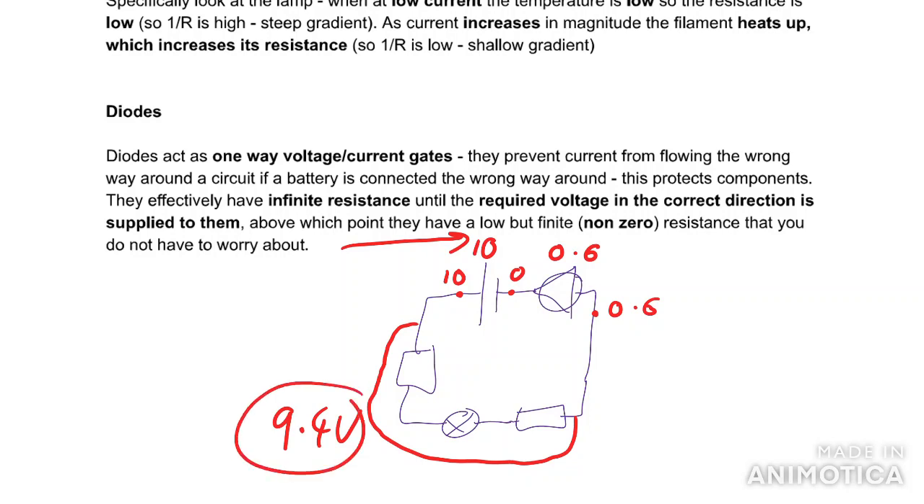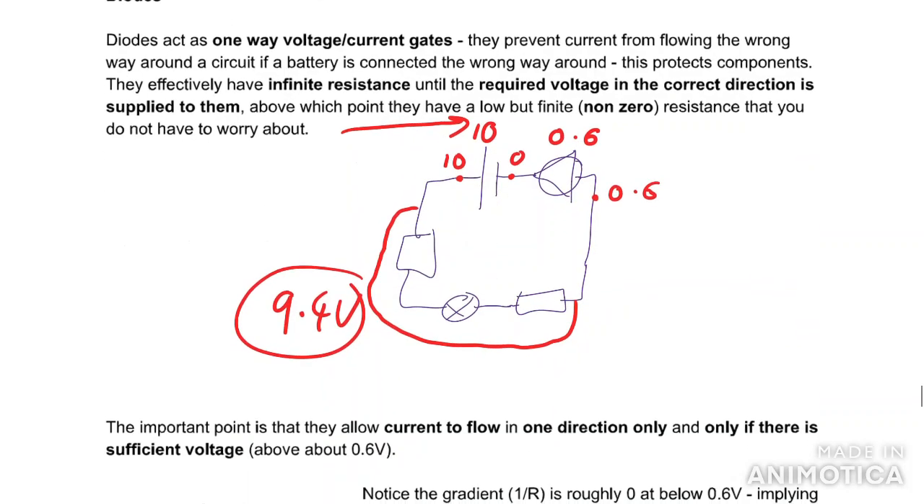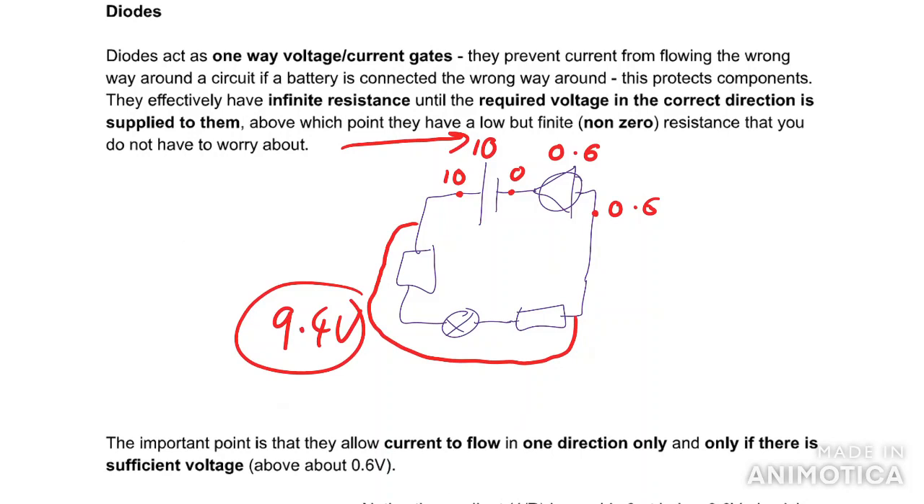So, you can work out the current or the voltage, etc. That's just something very important to understand about diodes. You won't be asked to calculate the resistance of a diode. It's infinity in the wrong direction, and also infinity below 0.6 volts. Above that point, their resistance profile becomes very complex, and you won't be asked about that.